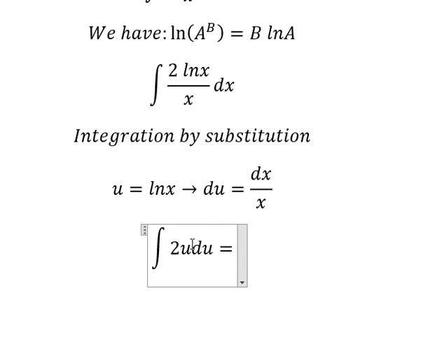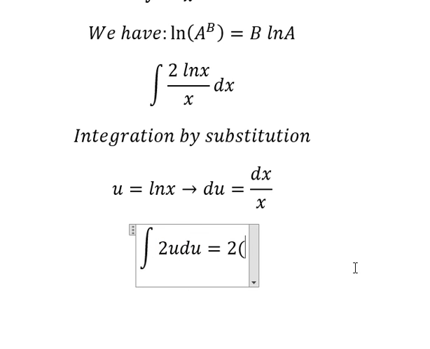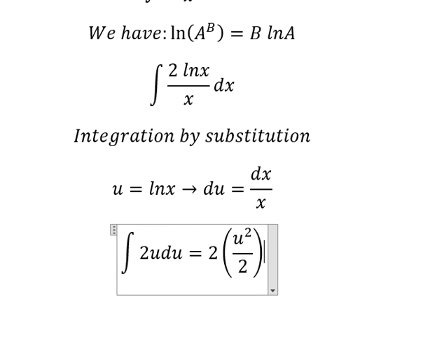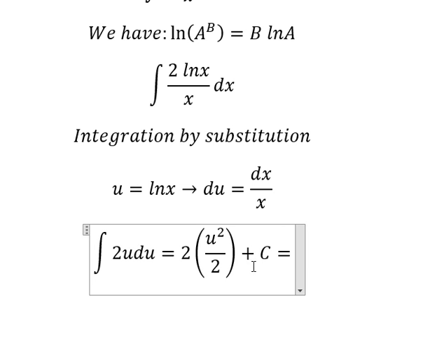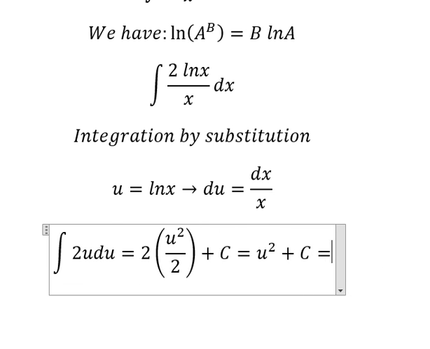The integration of u, you get u squared over 2, and we put plus c. Now we simplify number 2. About u, that's it for this one.